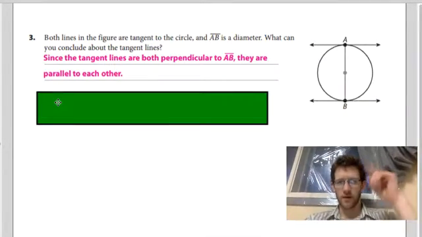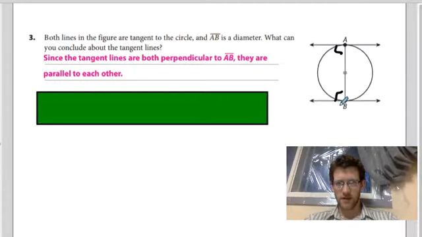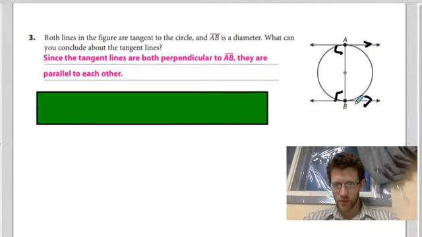There we go. So they're parallel to each other, right? They're both perpendicular to the same line. So since they're perpendicular to the same line, they're parallel with each other. We can draw little parallel marks. Parallel.